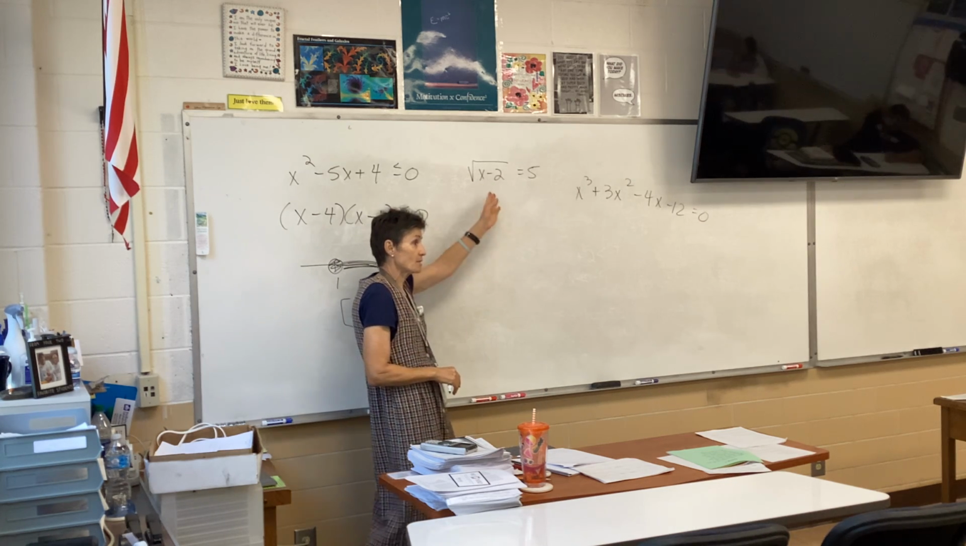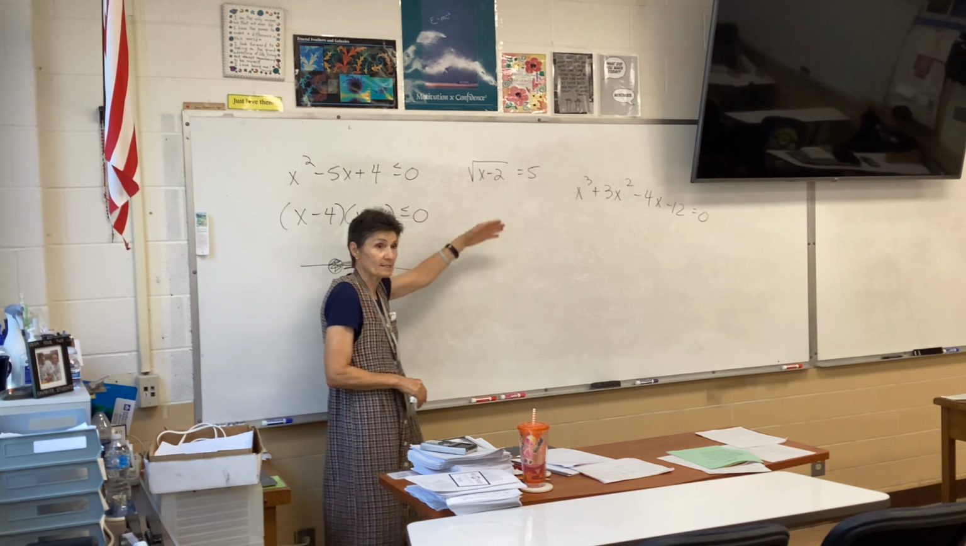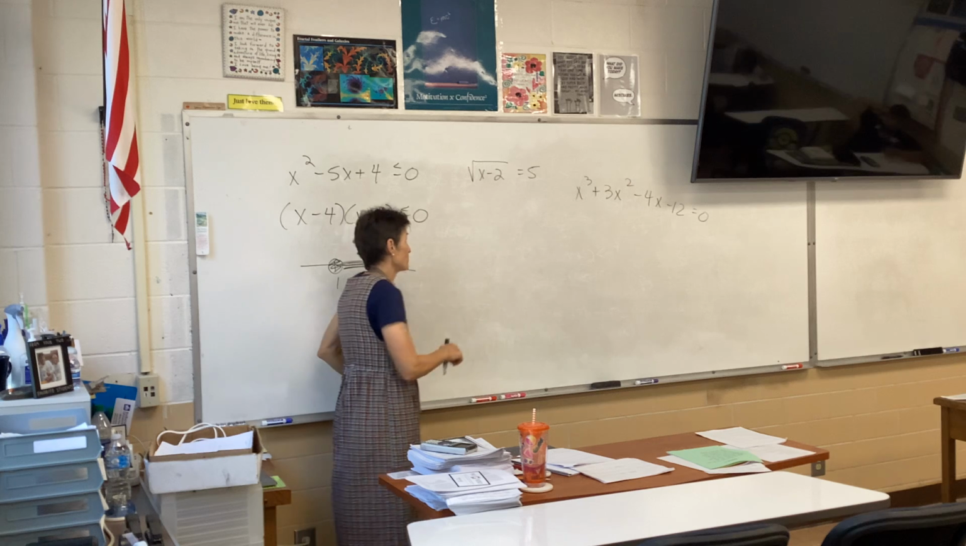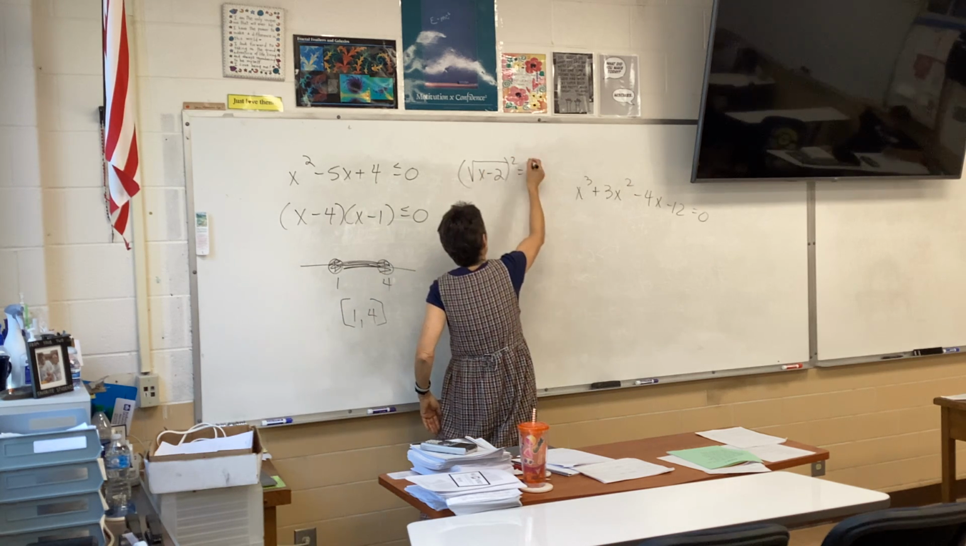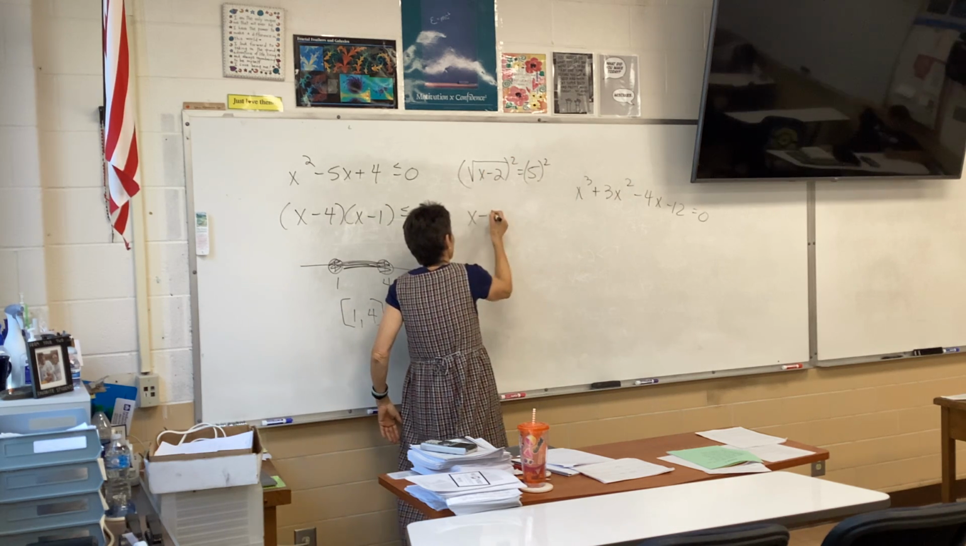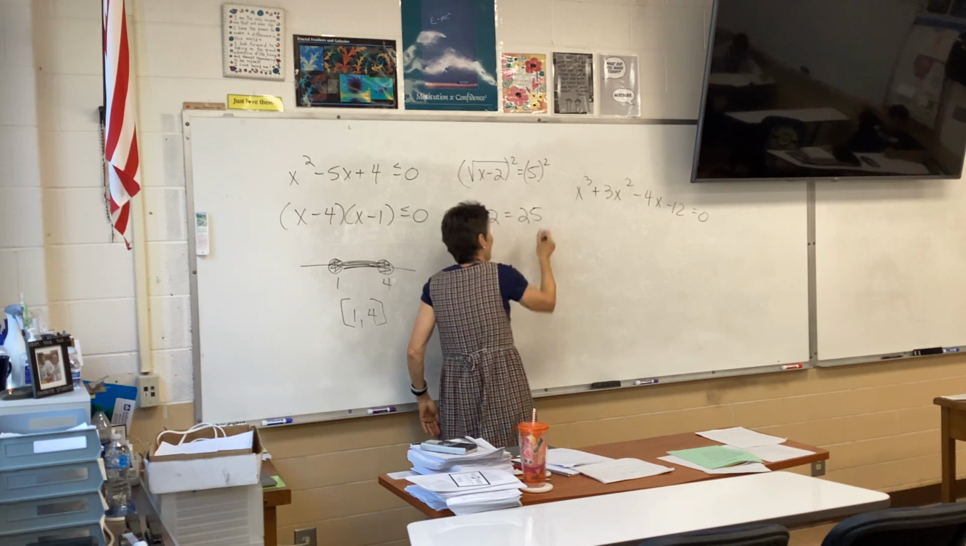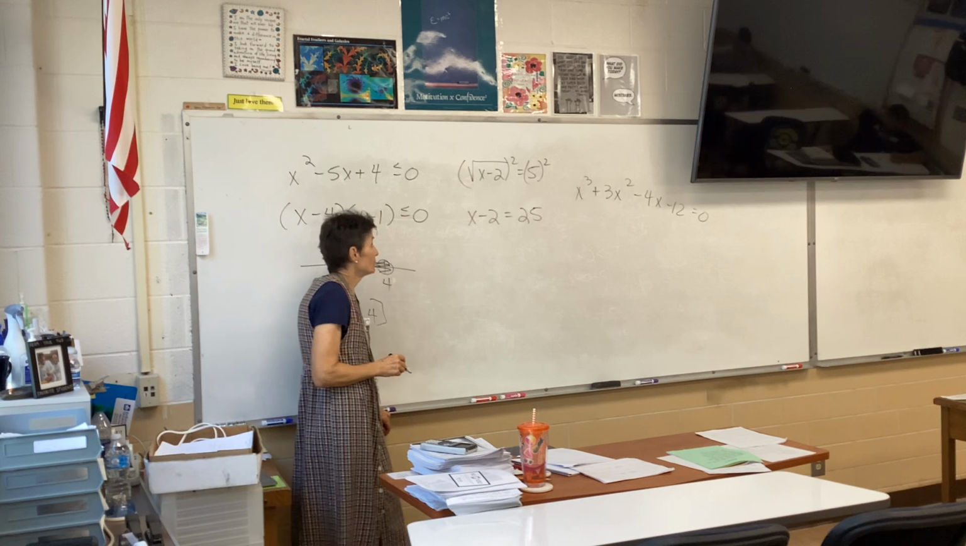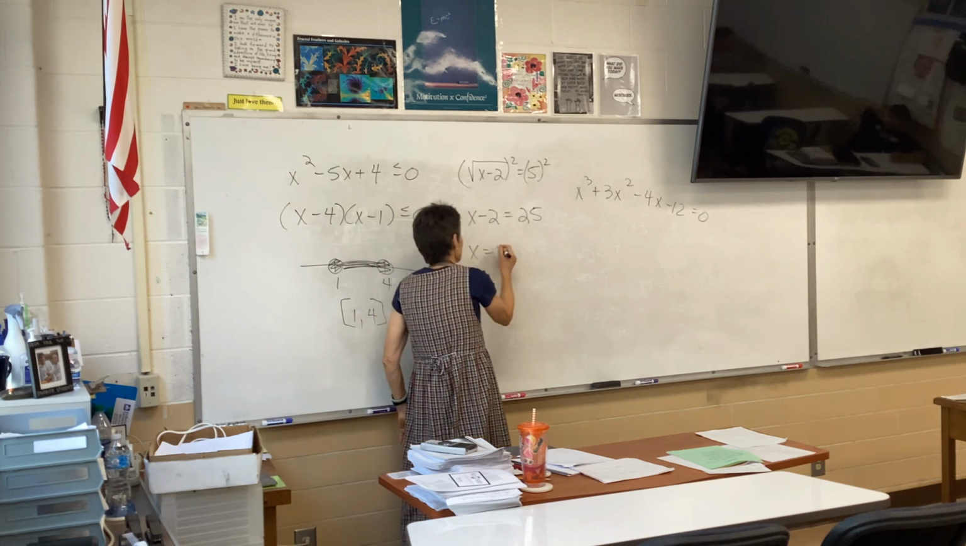Okay, here's one of the easiest problems on the test. What do you do with this guy? Square both sides. You just gotta remember to square both sides, guys. So you have x minus 2 equals 25. Remember to make that 25. And so x equals 27.